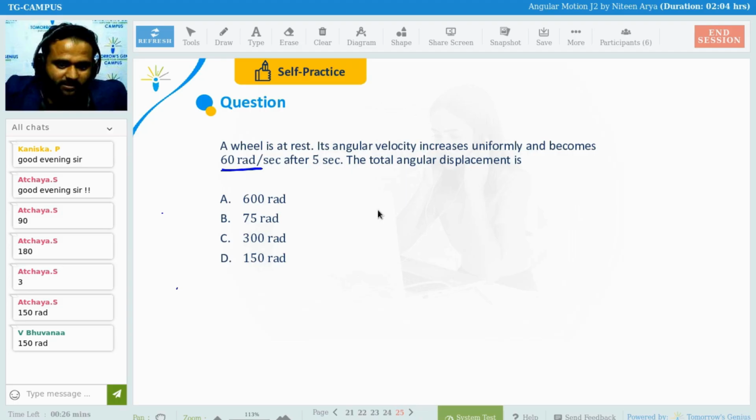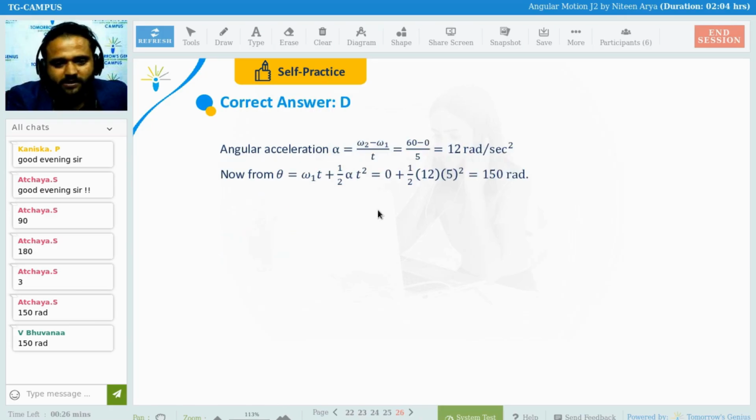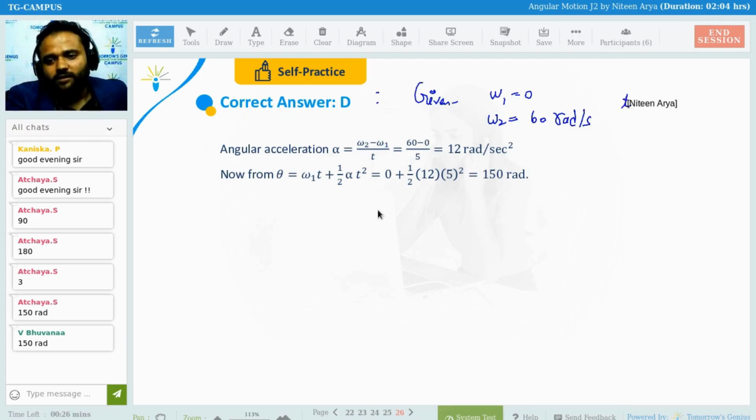See, that is just a 30-second or at most 1 minute question. Even not 1 minute. I don't know why you take that much time. Angular acceleration is omega 2 minus omega 1 by t. Everything we have in our hand. Given omega 1 is 0, omega 2 is 60 radian per second. You don't need to write this for MCQ. t is 5 seconds, right? So in this way you can find alpha.